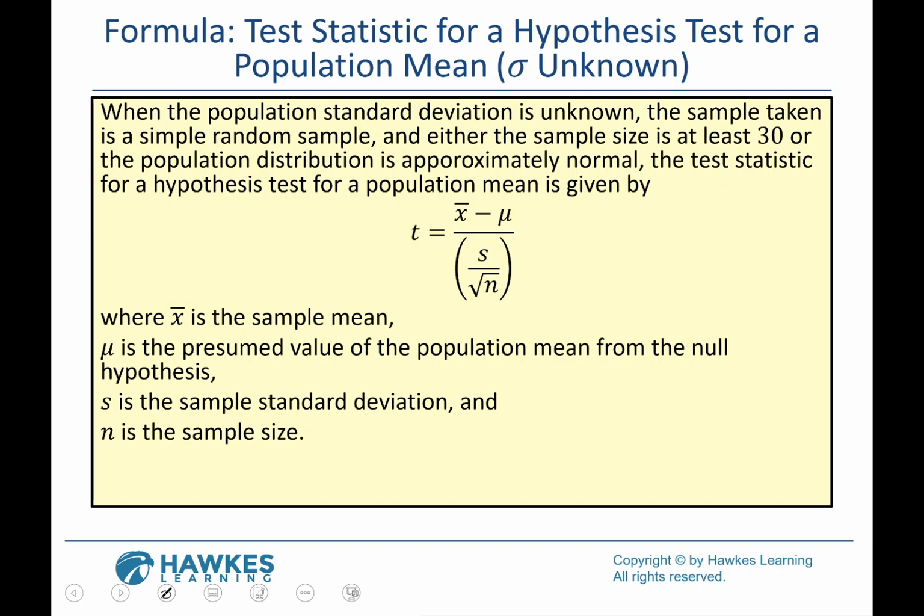I told you we had 2 methods we would use for coming up with a conclusion. P-values were one way, and today we're going to use something called a rejection region.